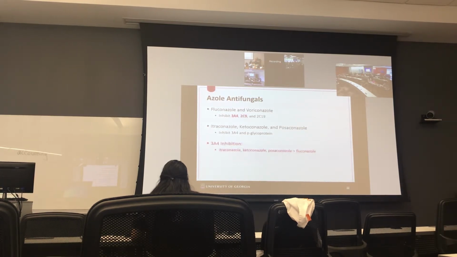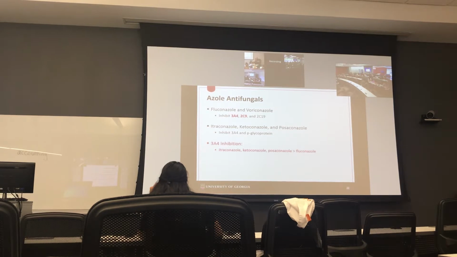Itraconazole, ketoconazole, and posaconazole have a stronger inhibition of 3A4 than fluconazole and voriconazole do. So if you have an interaction due to 3A4 inhibition and it's possible to change to fluconazole, then that would be advisable. Sometimes we need the other agents because fluconazole is not effective. But when you can, changing to fluconazole is helpful.